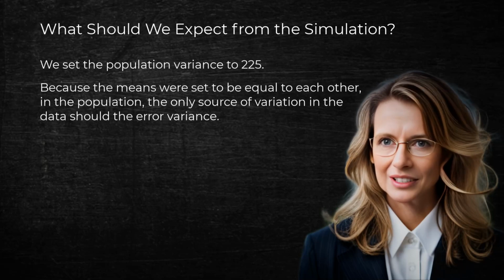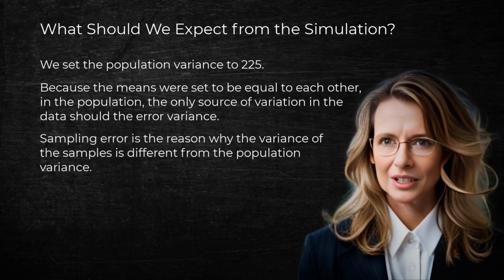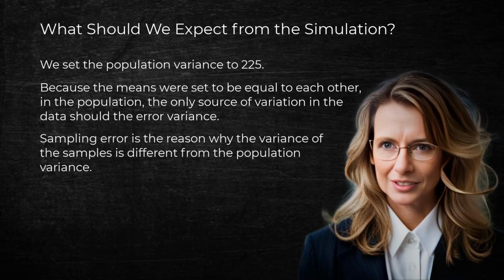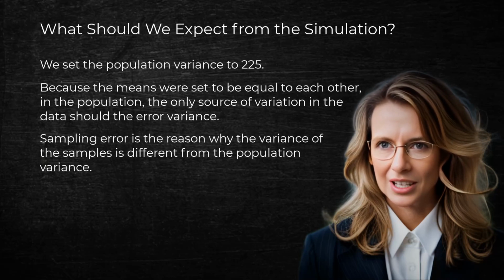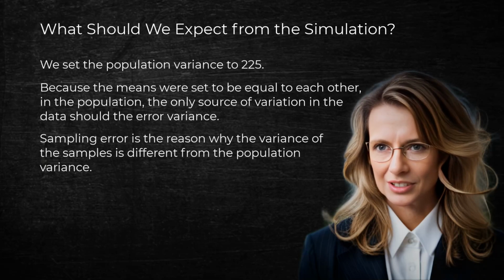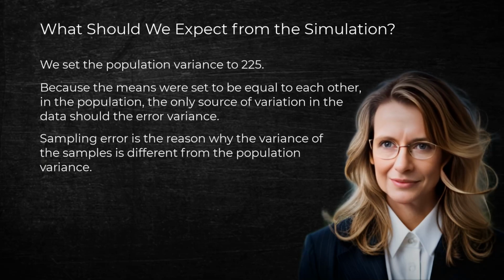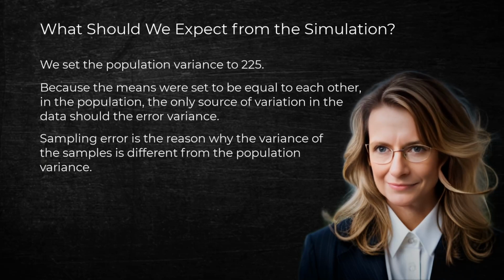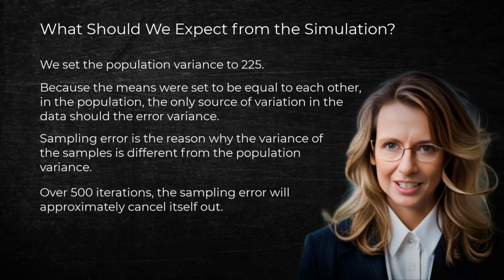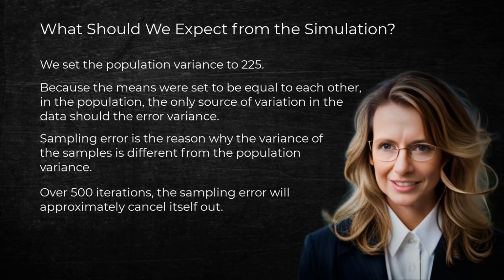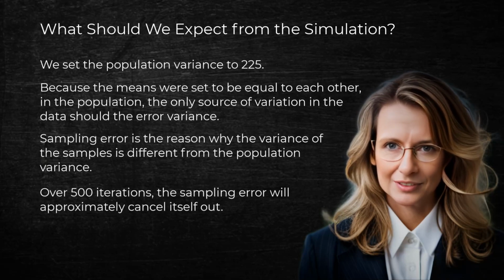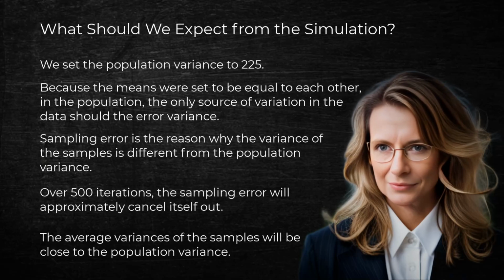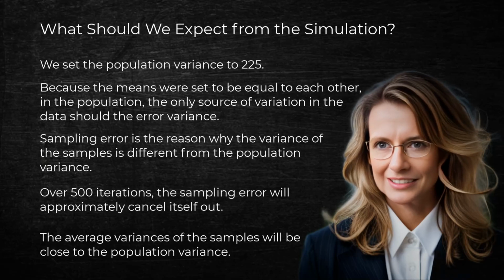As with the means, sampling error is the reason why the variance of the samples is different from the population variance that we set. You have learned that sampling error is a random phenomenon. So, over repeated samplings, the effect of sampling error will be 0 if the samples are randomly selected. Because of this, over the 500 iterations, the sampling error present in the sample variances should approximately cancel itself out, and the average variance of the samples will be close to the population variance.